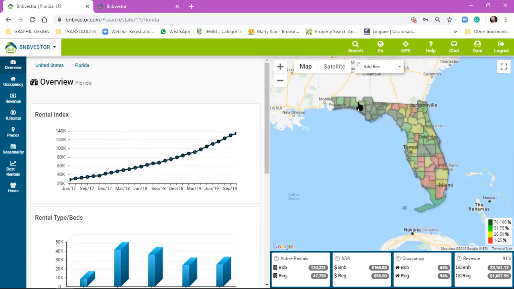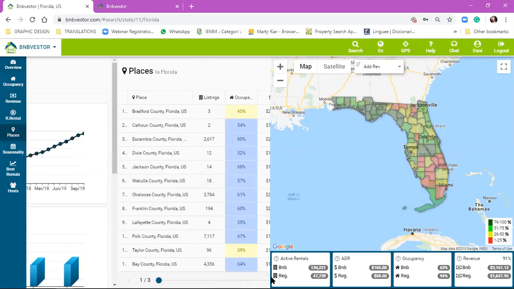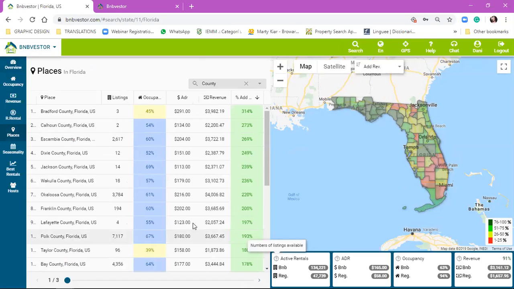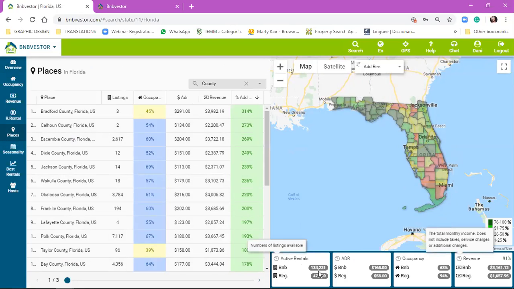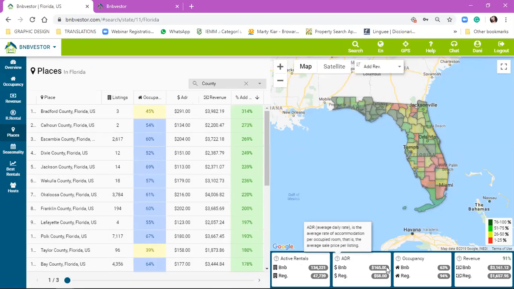Now it changes the distribution of the state into counties. I'm going to go back into my places icon. Okay, so down here, right before I explain this part, you can see how the numbers updated into active rentals, ADR, occupancy, and revenue, and additional revenue. You can see that active B&B listings, there are 134,000 compared to regular rentals, 47,000. So it's like 1.5 on top.